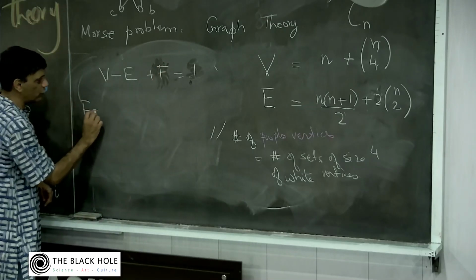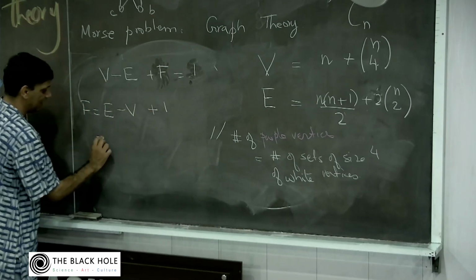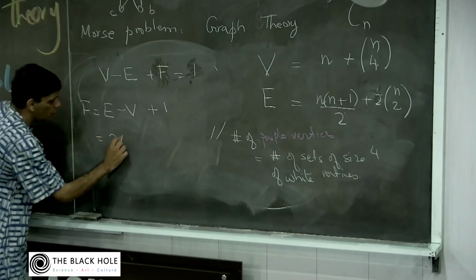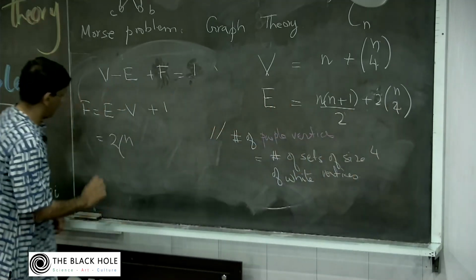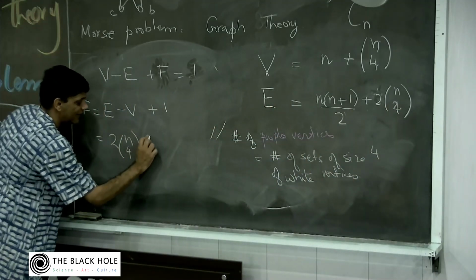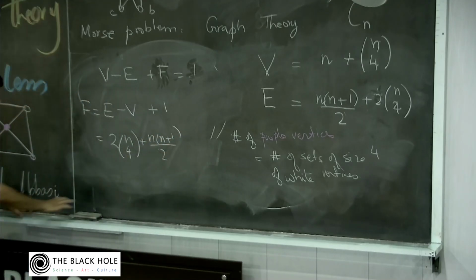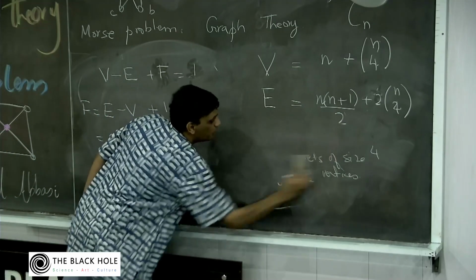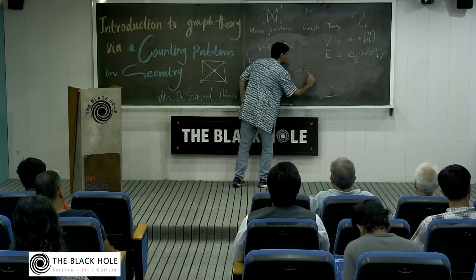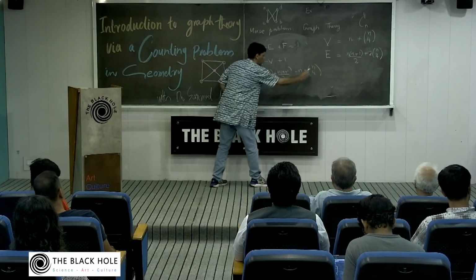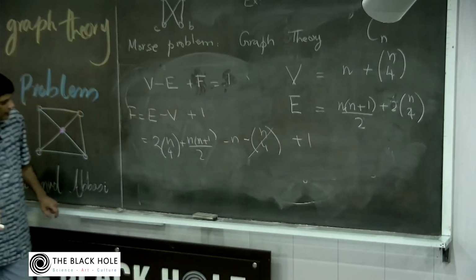So F is just going to turn out to be E minus V plus 1, and this is 2 n choose, oh wait, this is a 4, 4 plus n times n plus 1 over 2, minus the number of vertices, which is minus n choose 4. And there's a plus 1, which I've copied from here.